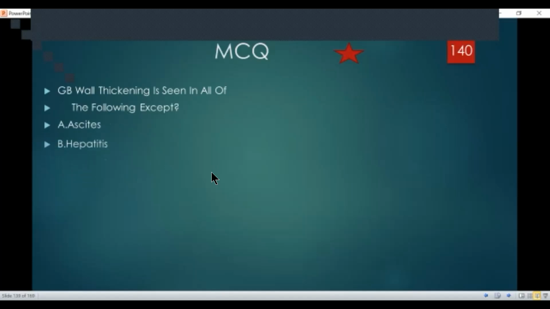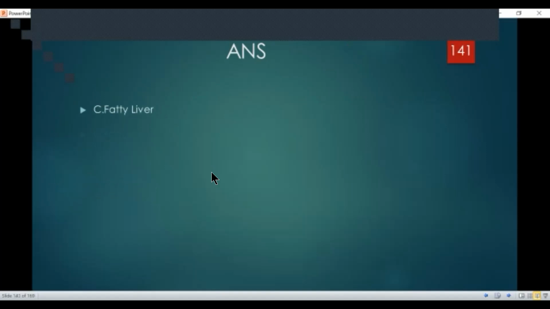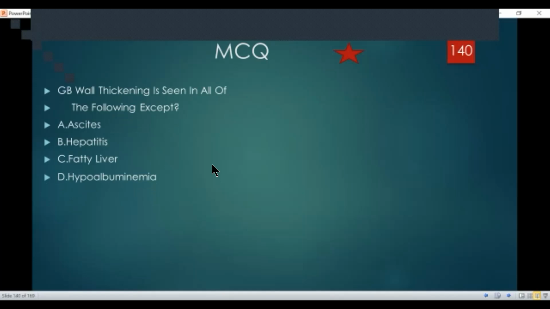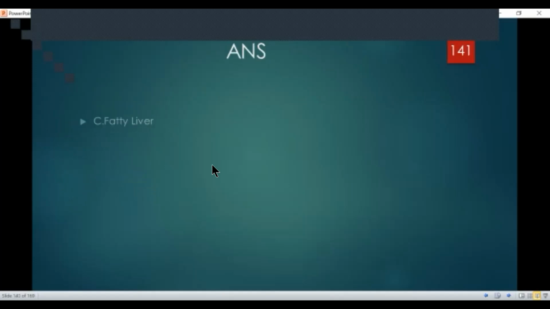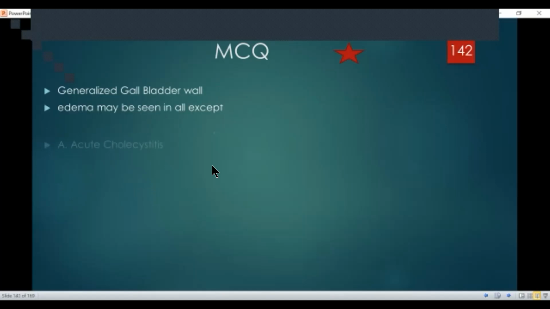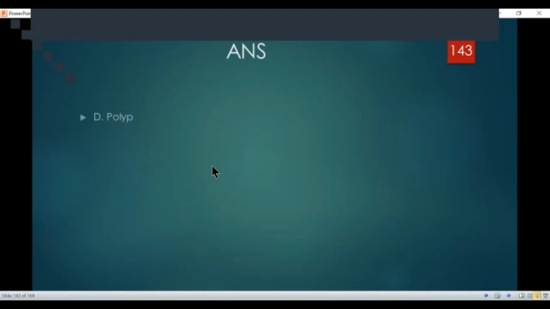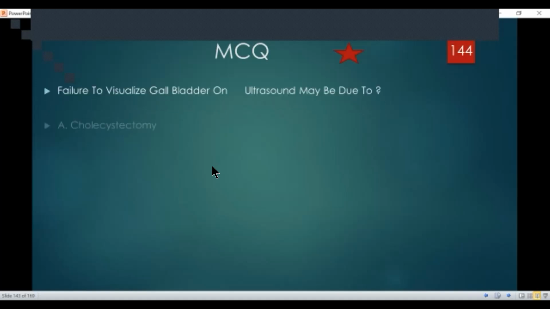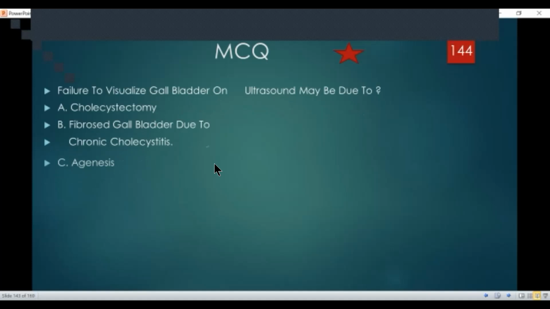Gallbladder thickening is seen in all of the following except, it is fatty liver. Otherwise ascites, hepatitis, hypoalbuminemia, it may be thickened. Generalized gallbladder wall edema may be seen in all except polyp. In polyp, there is localized focal thickening. Failure to visualize the gallbladder on ultrasound may be due to all: cholecystectomy, fibrous gallbladder, and agenesis.